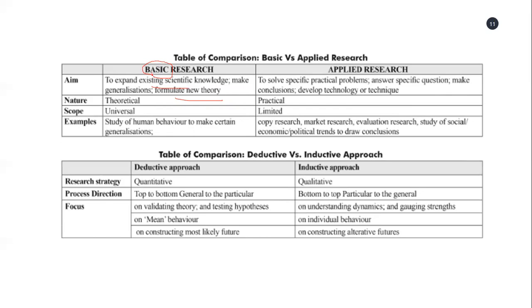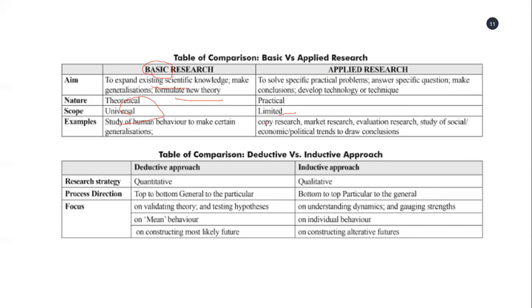But when we go for applied, it's completely practical. It is to solve specific practical problems, to make the conclusion, to develop a technology or a technique. Applied, that is application based. The basic research is theoretical, as I said. Applied research is more practical. Scope for the basic research is universal, whereas applied research is very limited because it is based on an application which turns out to be successful.